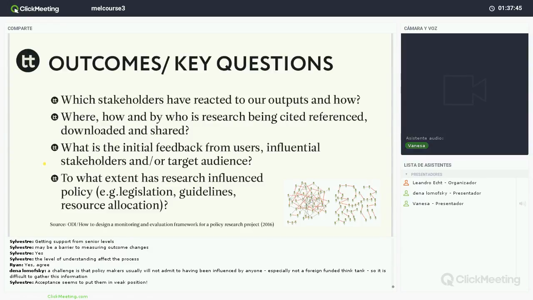So these are, again, examples of questions, and these are just guidance for you to start thinking about which questions would lead you to identify those outcomes, before determining the outcomes, and then think about indicators.